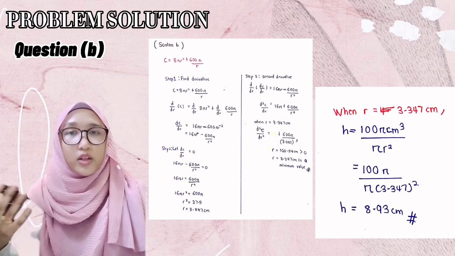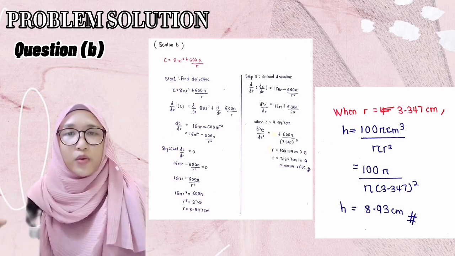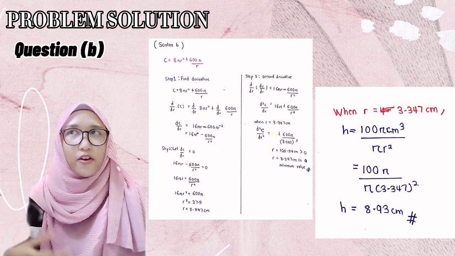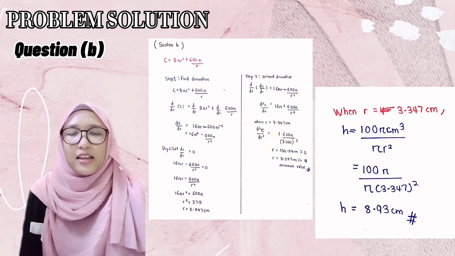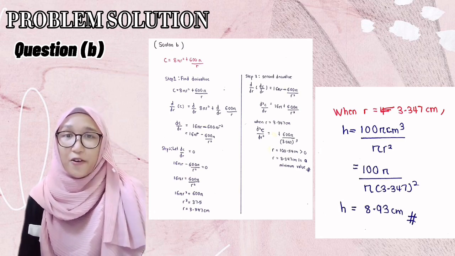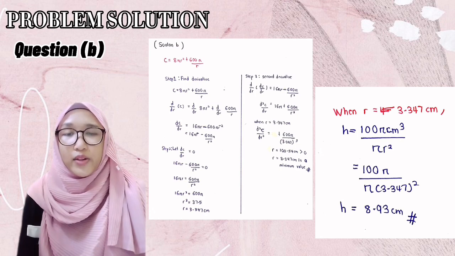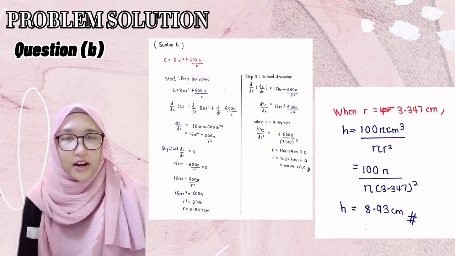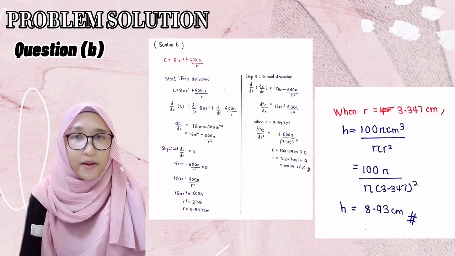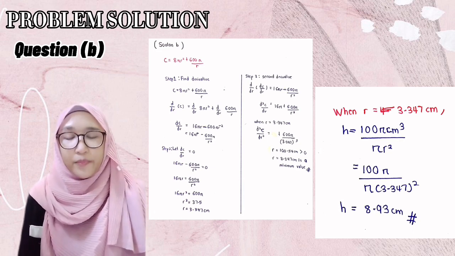So we go to our first step, that is we need to differentiate the constructing can formula that we got from the question, that is 8 pi r square plus 600 pi over r. So we will get dc over dr equal to 16 pi r minus 600 pi over r square.